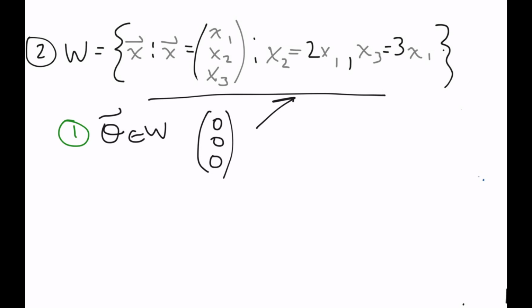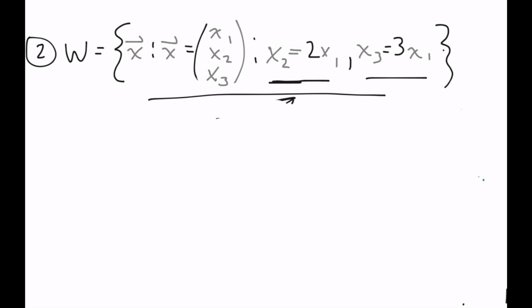And does this satisfy the specification? Well, x2 is 0, x1 is 0, thereby 0 is equal to 2 times 0, clearly. So that is satisfied. With this one, we have x3 is equal to 0 and x1 is equal to 0, so 3 times 0 is equal to 0, and this one's also satisfied, thereby 0 is in W. Okay, so that was easy. Let's try the second condition.